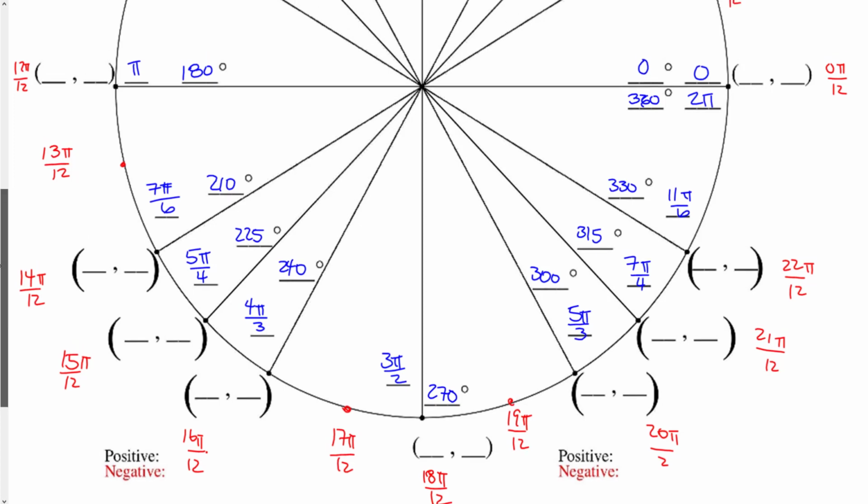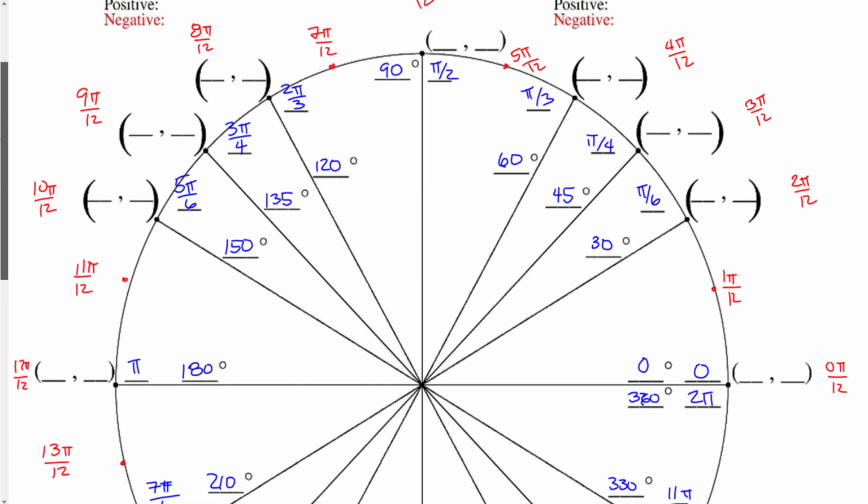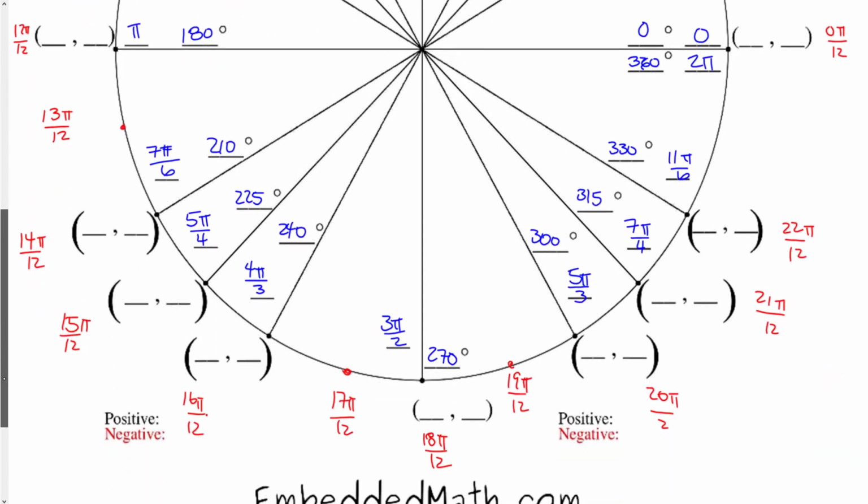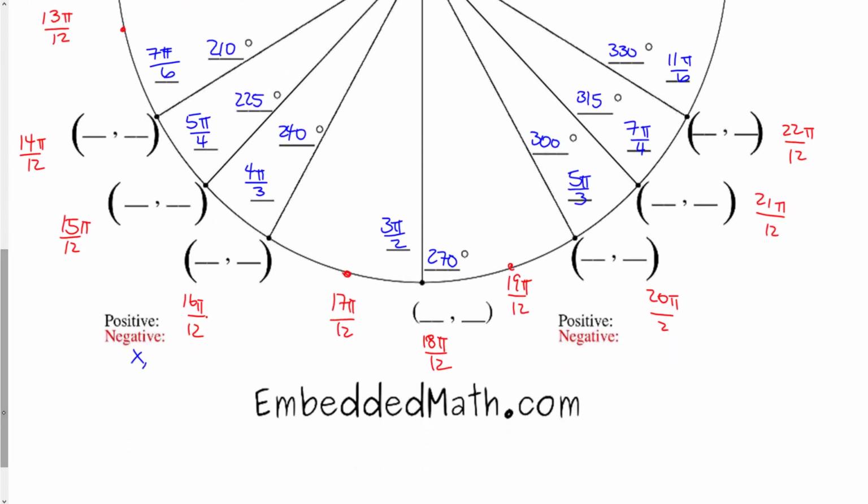Now, filling in the points. One thing that you need to make sure you're aware of is, like in quadrant 1, both the x and y are positive. In quadrant 2, the x is negative and the y is positive. Quadrant 3, the x and y are negative. And in quadrant 4, the x is positive, but the y is negative.